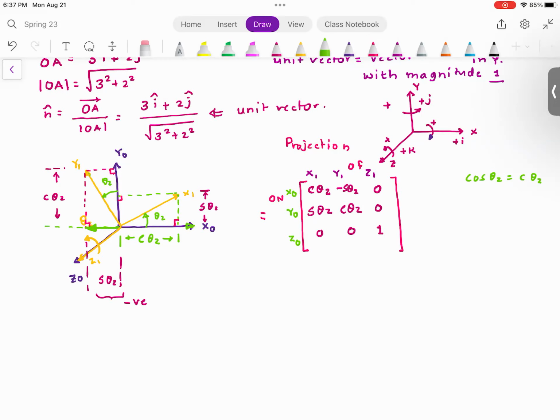Anything else? Cosine theta, minus sine theta, cosine theta. That's the only transformation you have to remember to solve any 3D kinematics problem. But for the sake of completion, I'm going to write other rotation matrices, but I don't expect you to remember it. The only thing that you should remember, rotation about Z is cosine theta, minus sine theta, 0, sine theta, cosine theta, 0, 0, 0, 1. That's it.